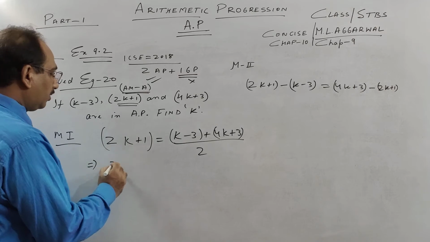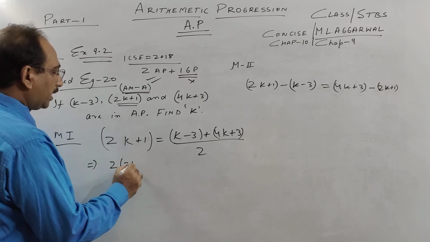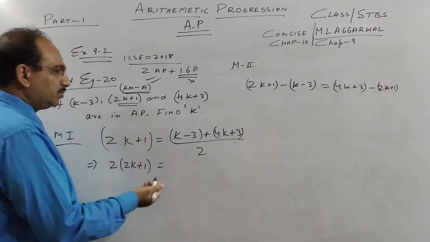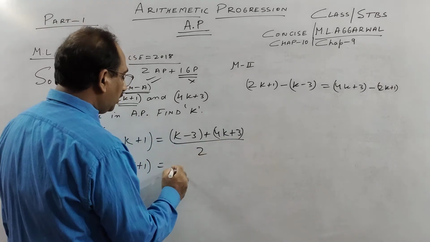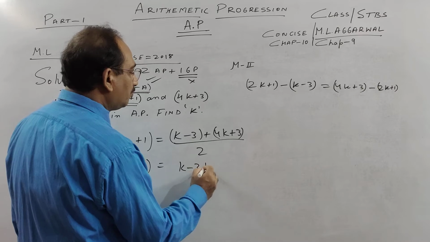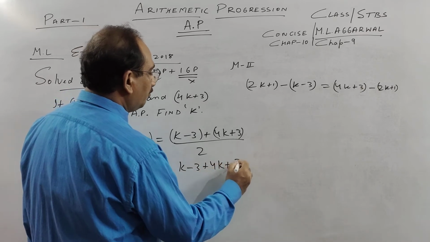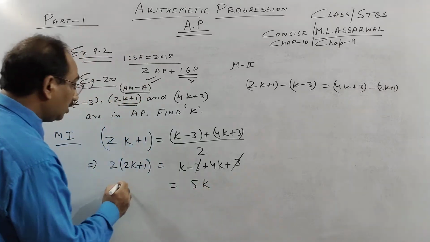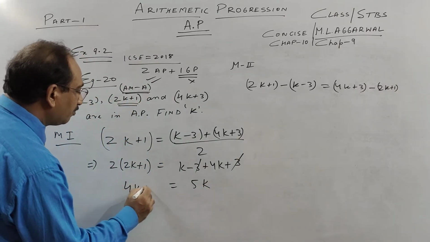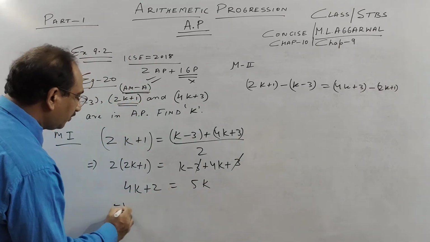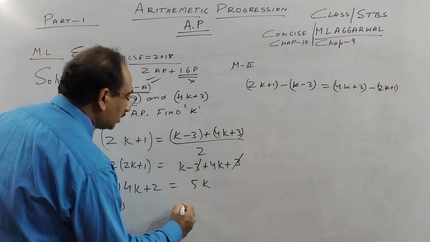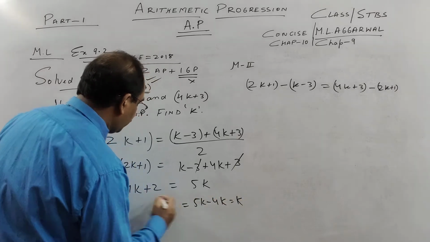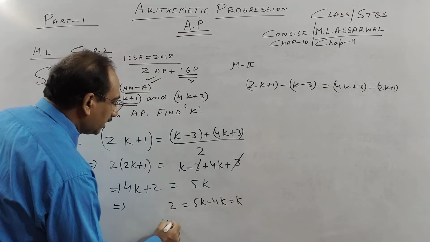So here what we get, twice (2k plus 1). So this is the arithmetic mean concept. If you find it easier, you can do by that. So k minus 3 plus 4k plus 3, this will cancel, children. We will have 5k over here. So you have 4k plus 2. If you do here, k goes to that side, 5k minus 4k, which is k. So we get here 2. So what answer do we get, children?